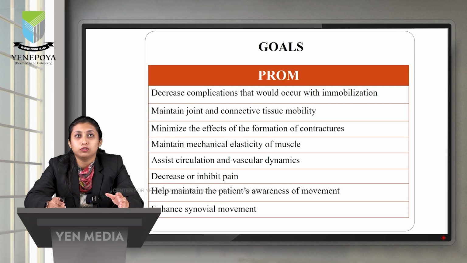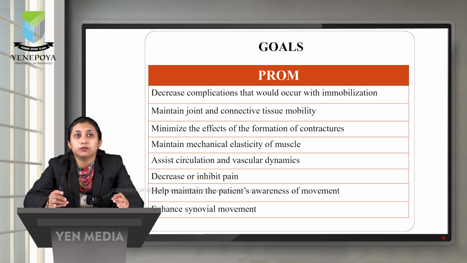And then to see the goals of passive range of motion: it decreases the complications that would occur because of immobilization. Now, immobilization as such has many adverse effects. That is, if you're not moving a particular joint or limb for some weeks or months, or even some years in some conditions, that will have a lot of adverse effects. Maybe contracture will happen, or the flexibility will reduce, or the blood circulation will reduce, or the dynamics of the movement will reduce.